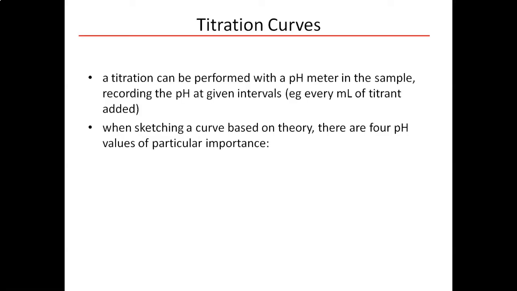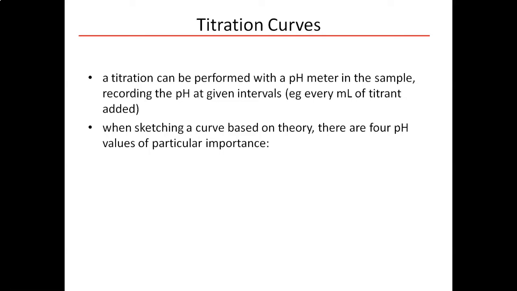A titration curve is the result of plotting the pH versus volume of titrant added to a sample. So remember last year when we did our titrations, our titrant is the thing that goes in a burette, our sample is in the Erlenmeyer flask. So with our indicator, we could also put in a pH meter that would measure our pH.